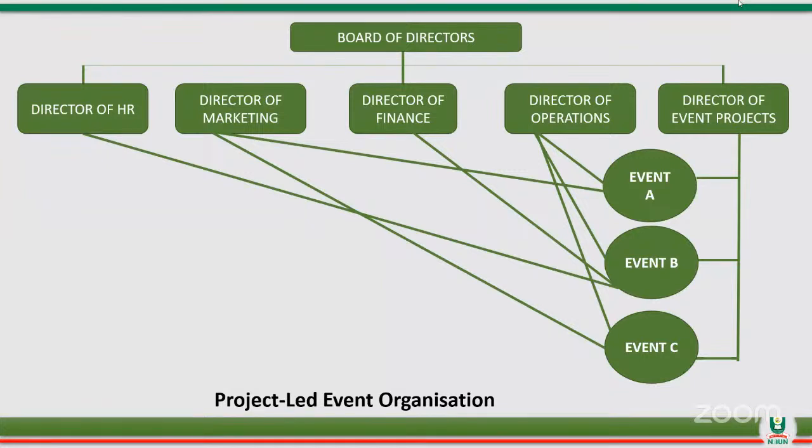Let's take project A, for example. For project A, we have the director of event project working on it alongside the director of operations and director of marketing. You can see the arrows, the lines pointing to event A. Now, event B, the director of event projects, director of operations, director of finance, and director of HR are on event B. Now, event C, how many are on it? We have the director of event projects, director of operations, and director of marketing. So you see, this is the project-led event organizational structure, and this is how they function.